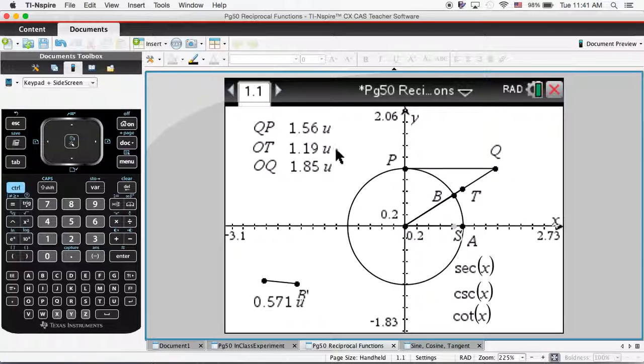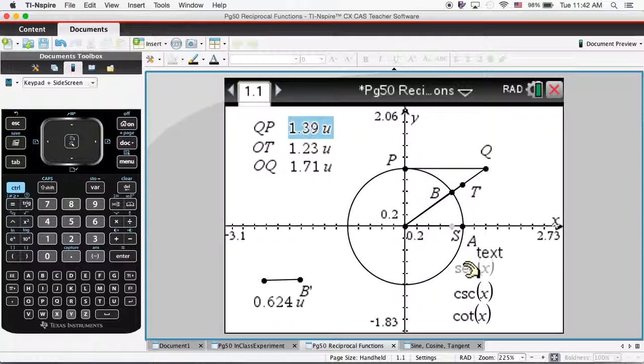So notice that segment QP is 1.56 units at this point when the radian is 0.571 radian, and OT is 1.19 units, OQ is 1.85 units. And let's understand what the secant is and see these reciprocal trig functions.